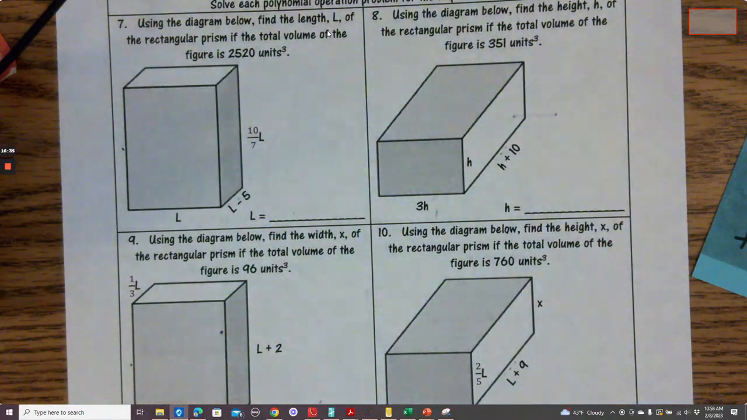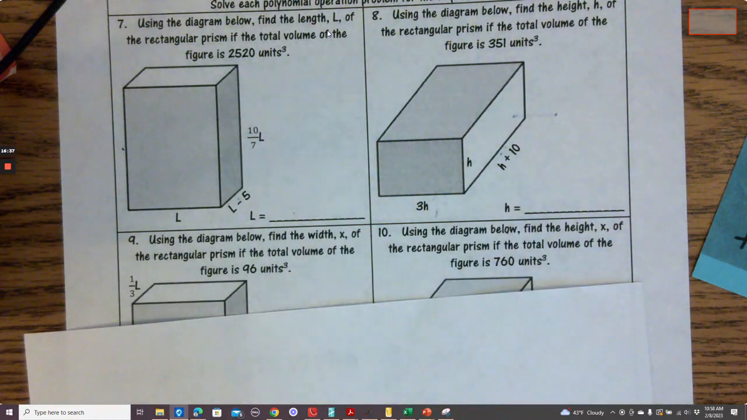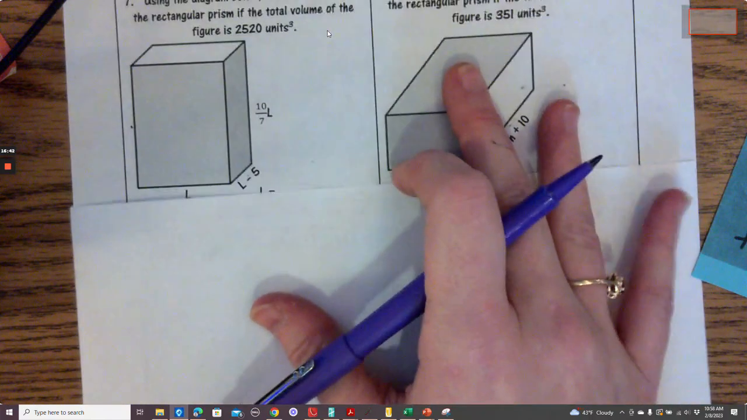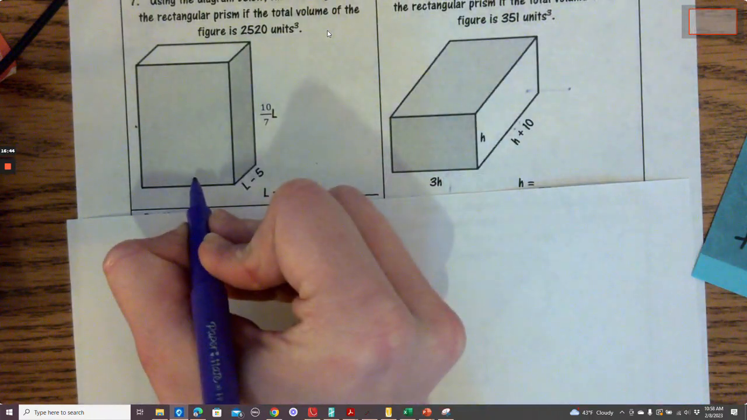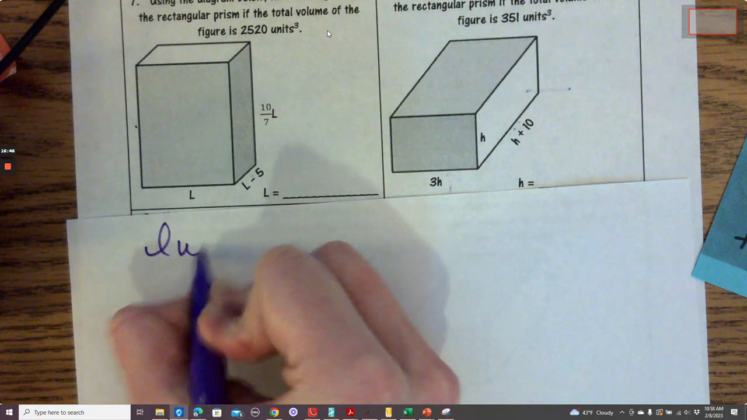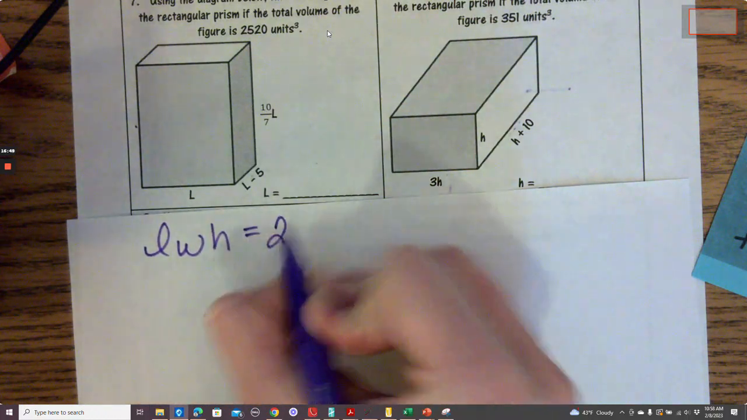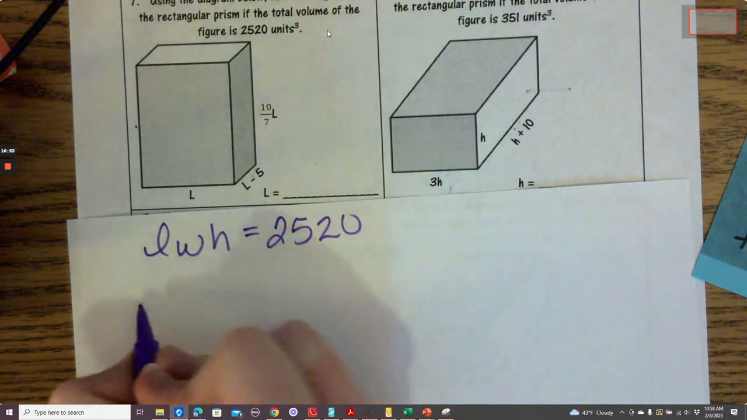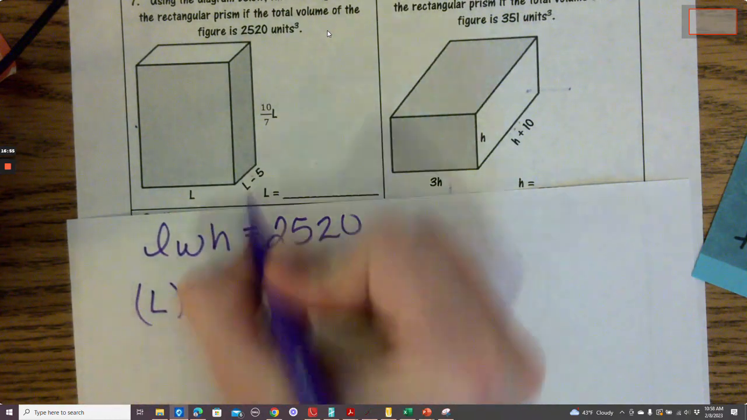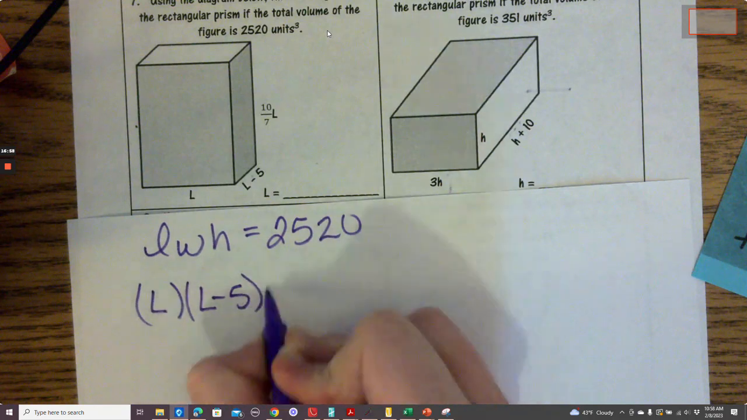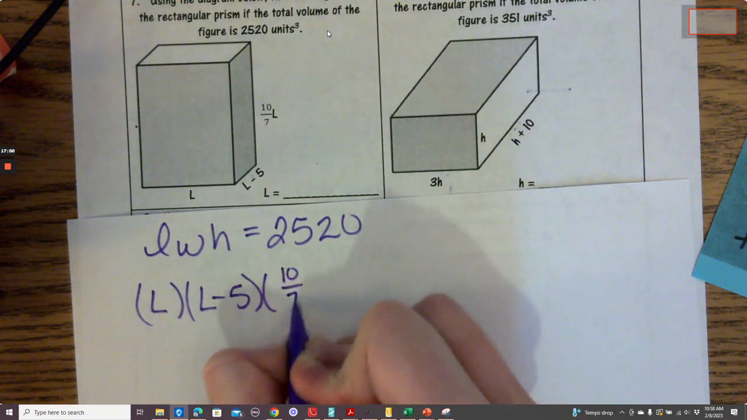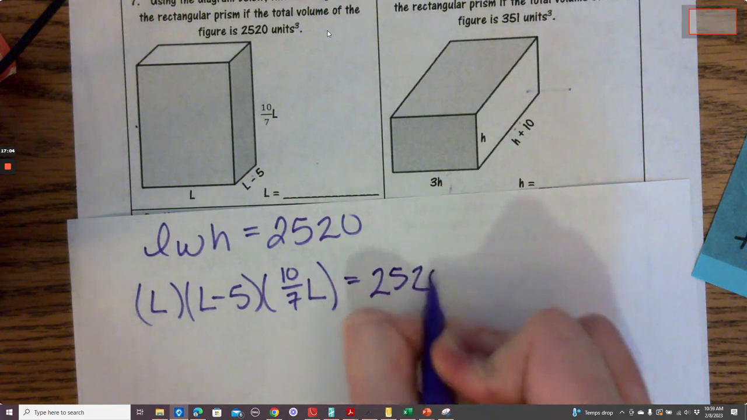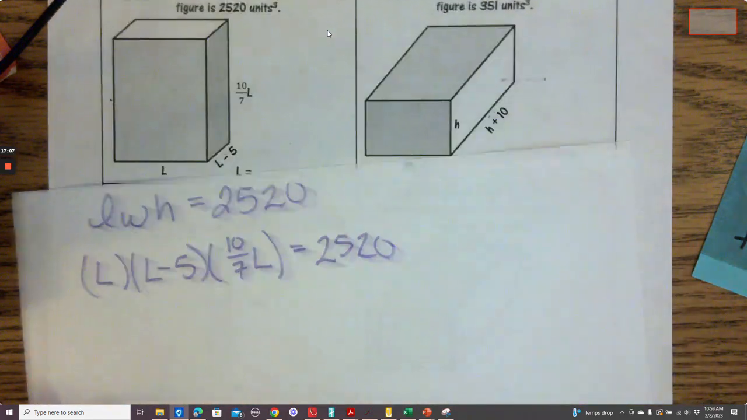Using the diagram below, find the length, L. So I'm solving for L of the rectangular prism if the total volume of the figure is 2520. So, prism: length times width times height equals 2520. The length is L. The width is L minus 5. And the height is 10/7 L. Equals 2520. These are probably the easiest ones because these are just putting pieces in.